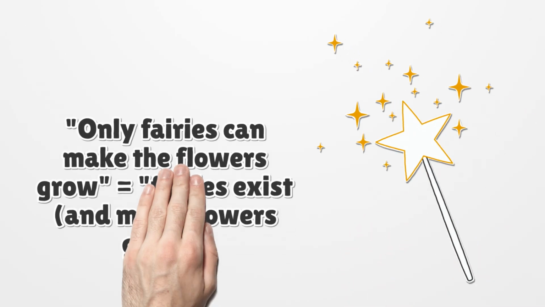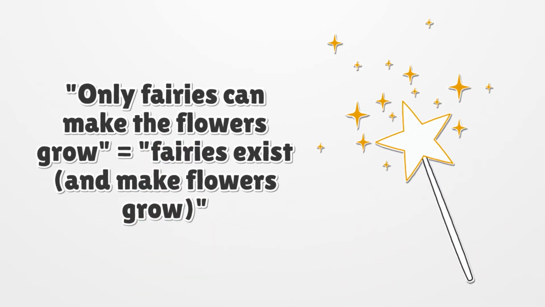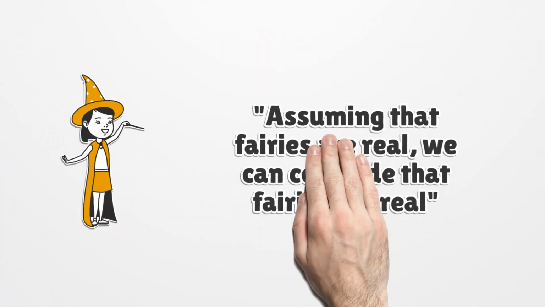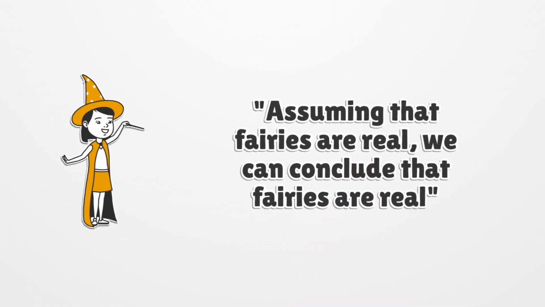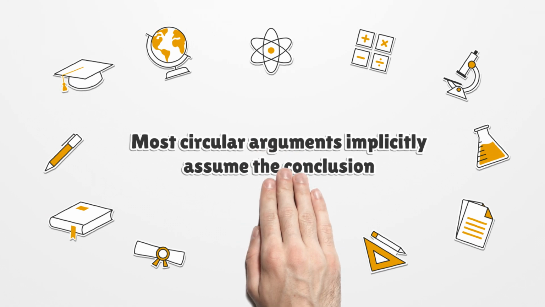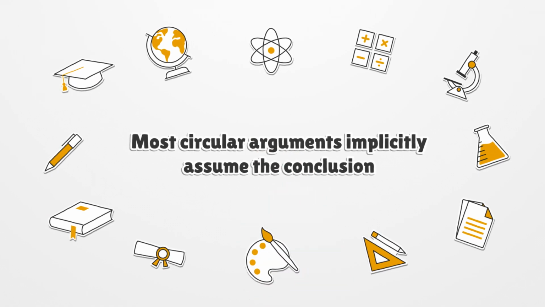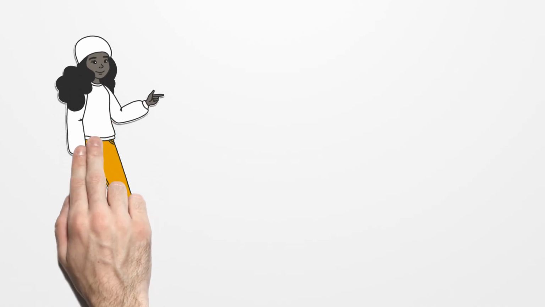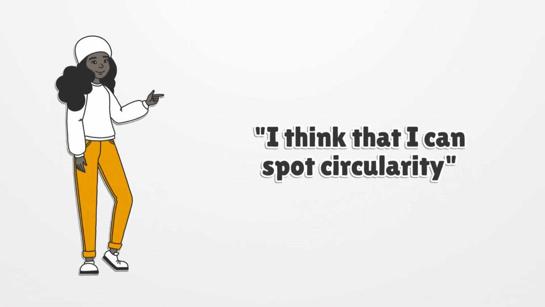Jane's statement, "Only fairies can make the flowers grow," only makes sense if we already assume that fairies are real. In other words, you have to assume the very thing that Jane is trying to establish, in this case that fairies are real, to follow her argument about why fairies are real. Most circular arguments are like this. Instead of just stating the conclusion as a premise, which would make it obvious that they're circular, they implicitly require you to assume the conclusion. This makes it trickier to spot, but with your critical thinking skills and what you've learned in this video, you should easily be able to uncover circular arguments even when they're sneaky like this.